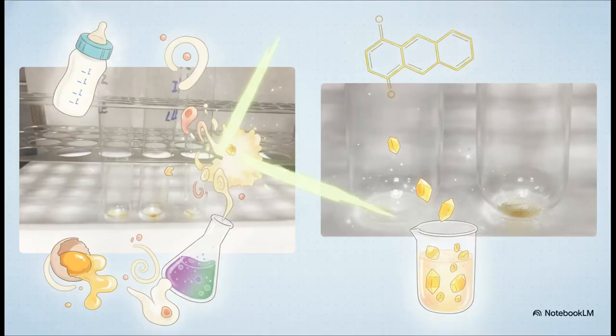You can actually see the physical transformation happening right there on the lab bench. What starts as a complex, cloudy mess of food, say an infant formula or a raw egg, gets systematically broken down by the saponification process until the vitamin A is finally chemically accessible.